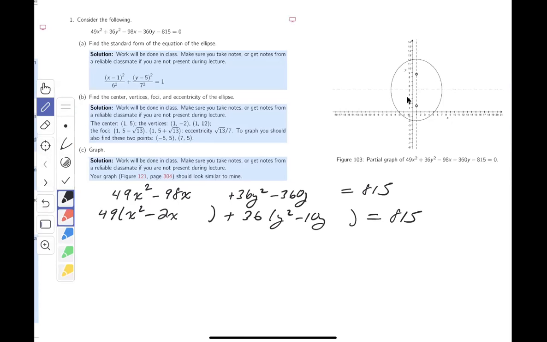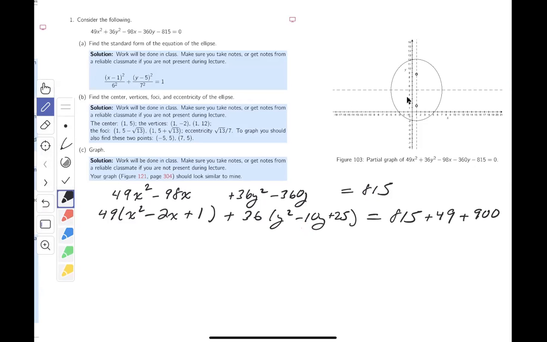Now it's time to complete the square. This is where a lot of students get confused. We're not trying to confuse you, but half of this number, which is going to be 1, you're going to square it, and you're going to add, whoops, I'm sorry about that. You're going to add not 1 to both sides, but 49. Now, why is that? It's 49 times 1. All right, let's keep going. I'm going to take half of the 10 now, which is 5, square it, which is 25. Now, I'm not adding 25. I'm actually adding 36 times 25 to both sides. So that's going to be 900.